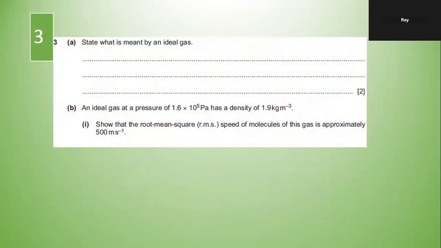State what is meant by an ideal gas. Can you, without looking at the answer?